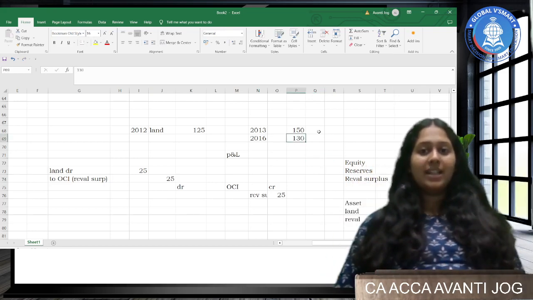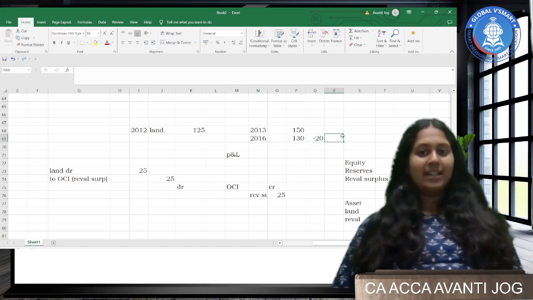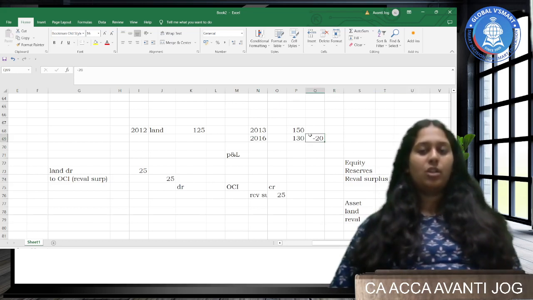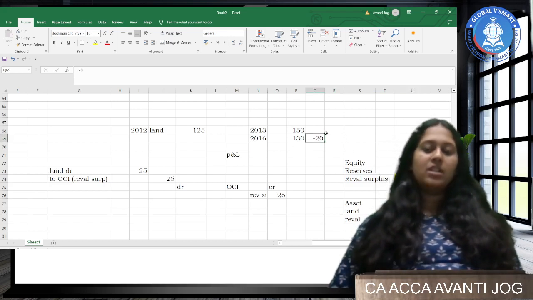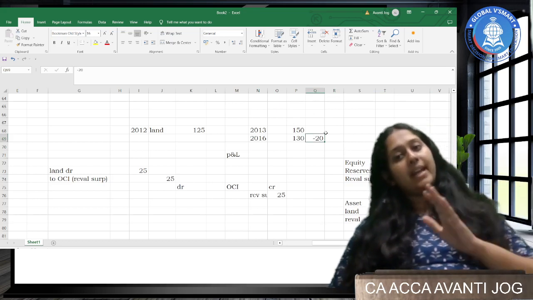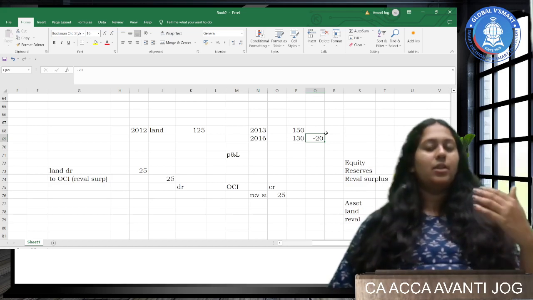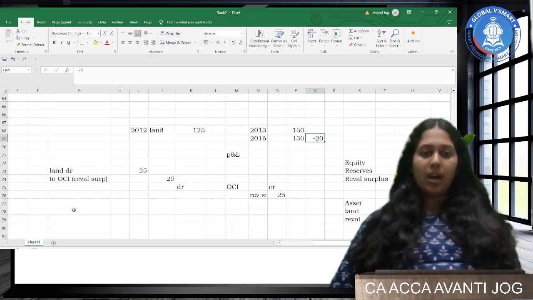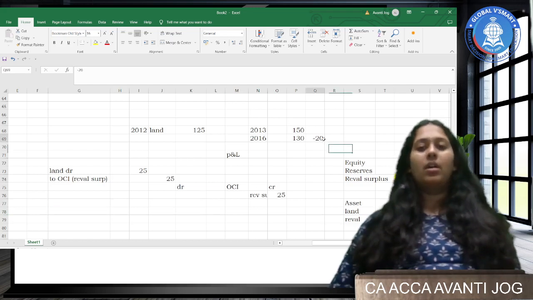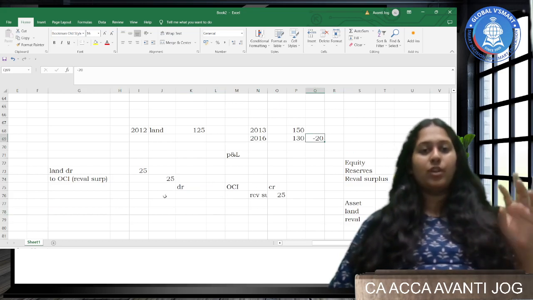Now, how much is my loss? My loss is minus 20. This means that right now my surplus is enough to fulfill this loss. So whatever loss up to 25, I will first take it from revaluation surplus. After that, if anything is left, I will take it to P&L. So right now my revaluation surplus is enough to use for this loss.